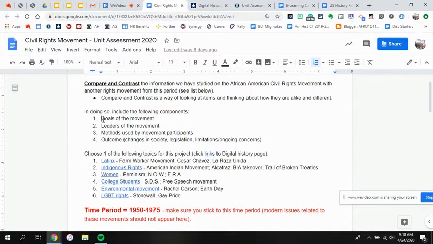So what you're going to include in your assessment is goals of the movement, leaders of the movement, the methods that participants used to try to make change, and then outcomes. So outcomes could be how society changes. It could be new laws. It could also be some conversation about the limitations or the ongoing issues, the things that weren't done or completed by the movement.